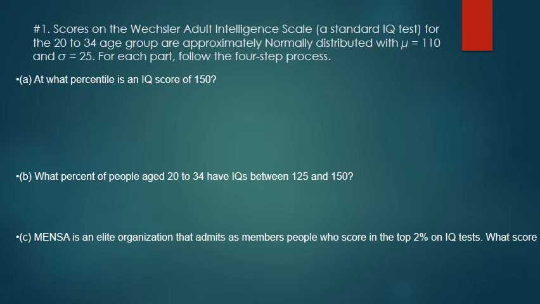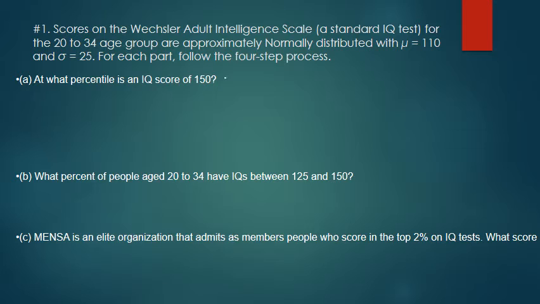So let's look at an example. Scores on the Wechsler Adult Intelligence Scale, which is a standard IQ test for the 20 to 34 age group, are approximately normally distributed with a mean of 110 and a standard deviation of 25. For each part, follow the four-step process. So first thing we want to do is our state part.